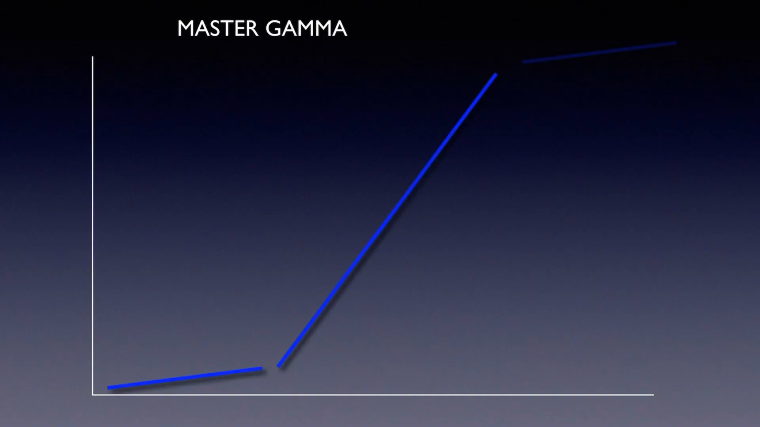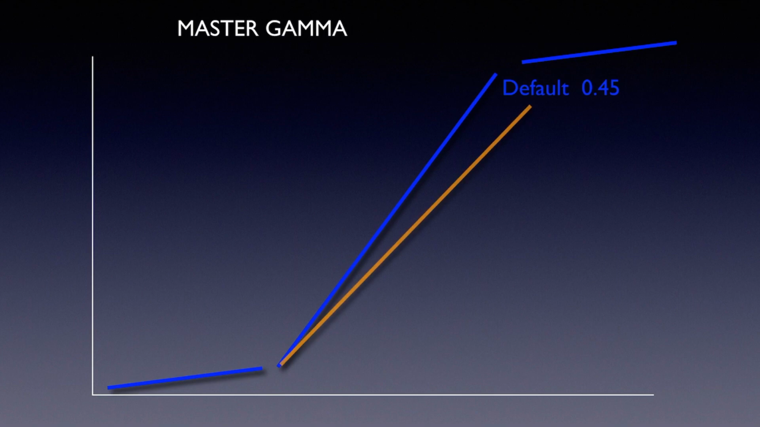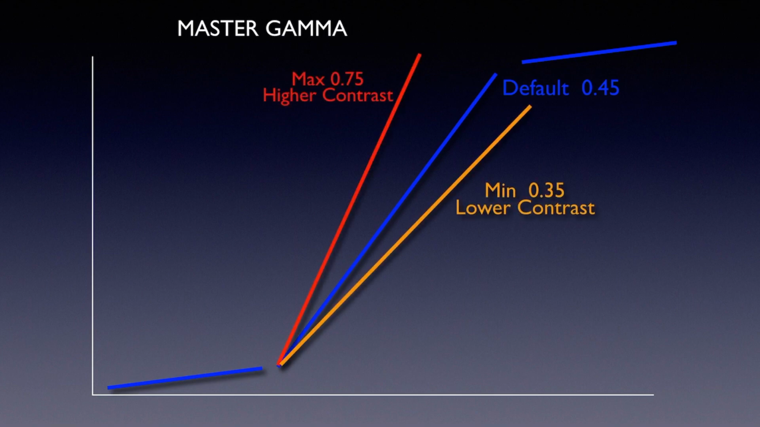The master gamma determines the actual slope of the central portion of the curve, or the straight line portion of the curve. So if you've got a lower contrast, you've got a smaller gamma, for example 0.35, and if you've got a high contrast curve, then you've got a higher gamma, say 0.75, and these numbers again are just for example. So the flatter the curve, the lower the contrast, the steeper the curve, the higher the contrast. That's the main takeaway from this.